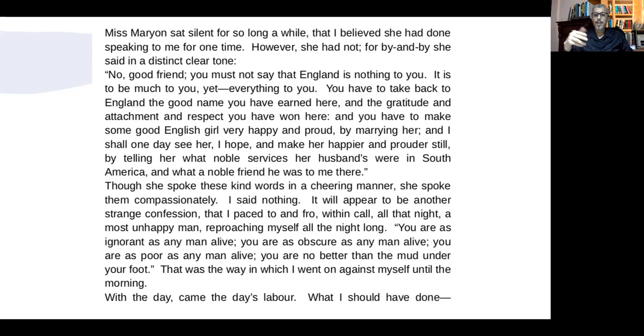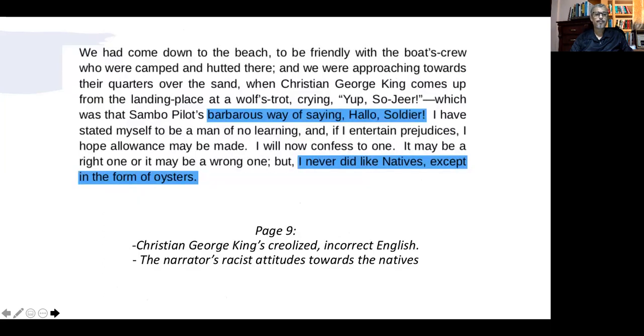Reproaching myself all that night long. You are as ignorant as any man alive. You as obscure as any man alive. You as poor as any man alive. You are no better than the mud under your foot. That was the way in which I went on against myself until the morning. With the day came the day's labor, and so on and so forth.